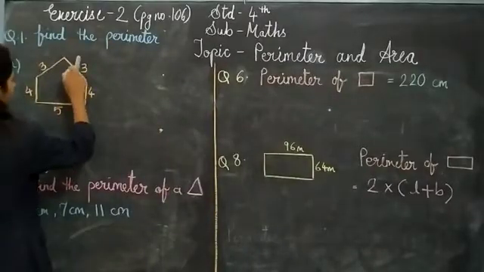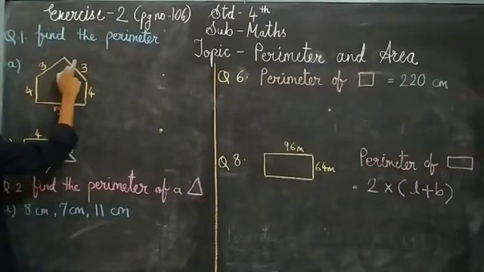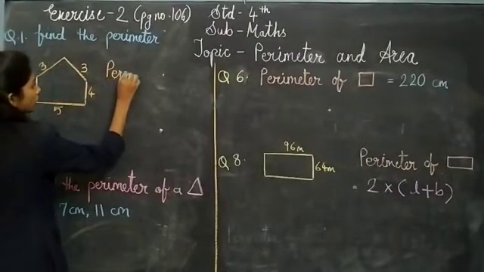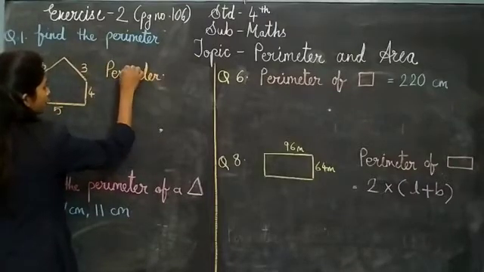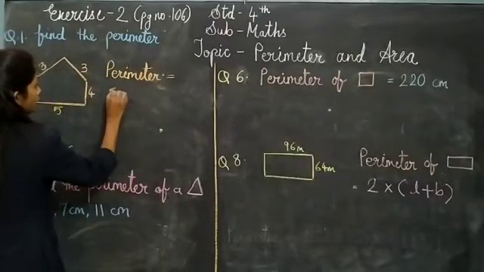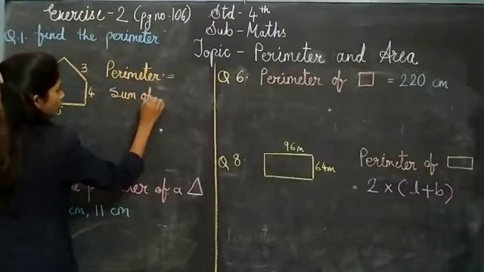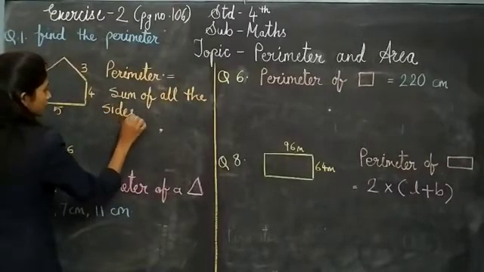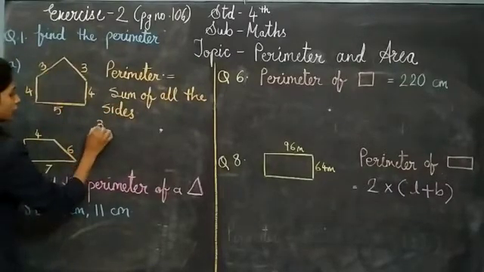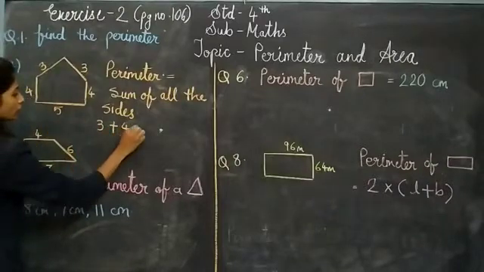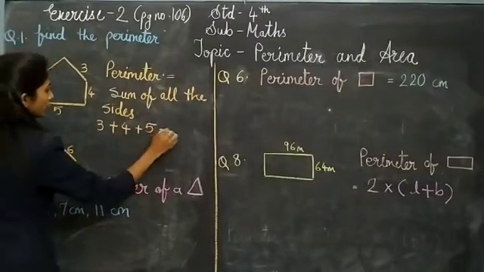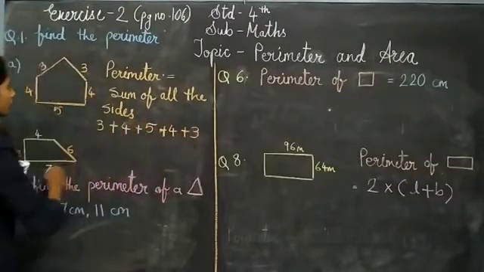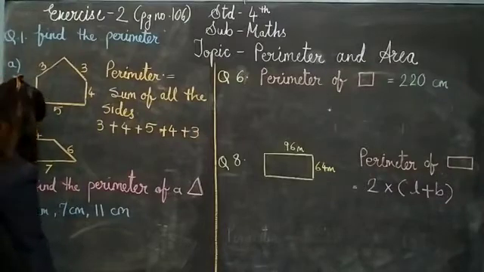Now here they have given a figure having how many sides? 1, 2, 3, 4 and 5. So what is our formula? Our formula is perimeter is equal to the sum of all the sides. Okay, sum of all the sides. Now here I have written 3 plus this 4 plus this 5. Again plus 4, again plus 3.